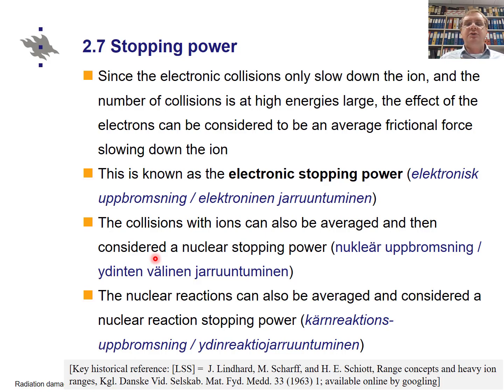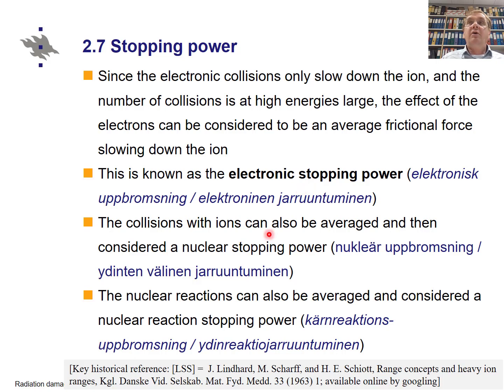Well, then there are the electrons. As I said, the electrons slow down the ion. There are much more electrons than nuclei in any material except hydrogen. And the electrons are smaller, so to a very good approximation one can treat the electrons as being an average frictional force which slows down the ion. This force is known as the electronic stopping power. And this is a very important terminology, this stopping power, so we'll discuss it also in detail.